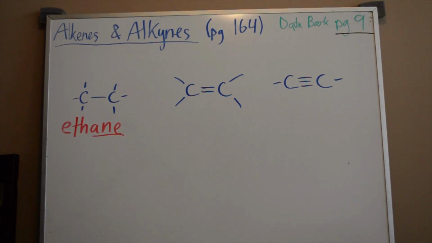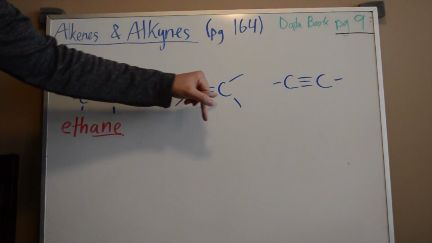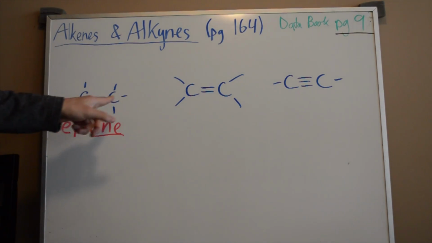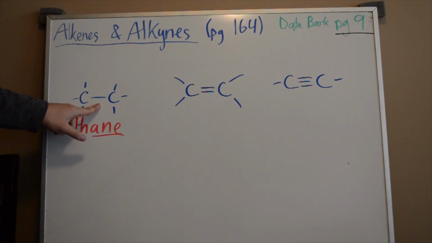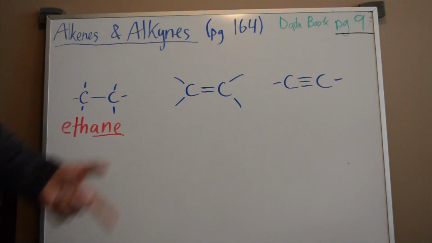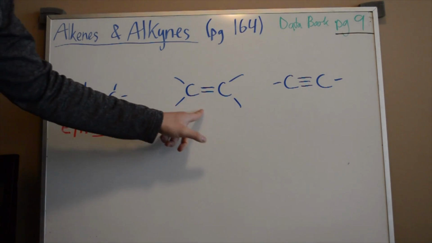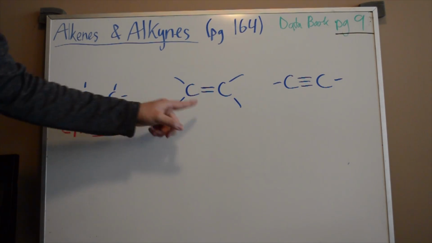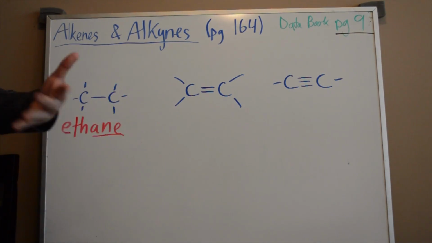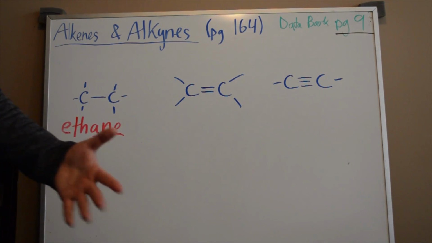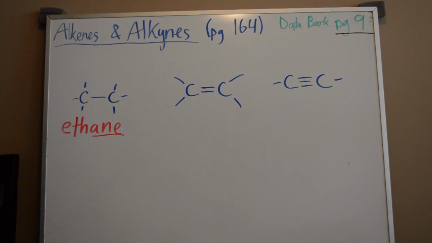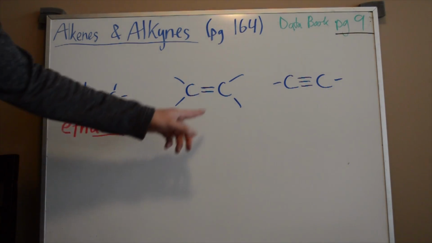Now, what happens if in our organic compound here, instead of only having single bonds in between the carbons, we have double bonds? Double bonds are basically a way for the carbons to share more than just one electron with each other. They can form double bonds in certain situations if necessary. Now, how do we name this?